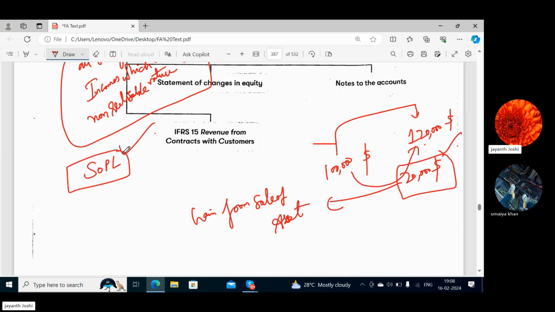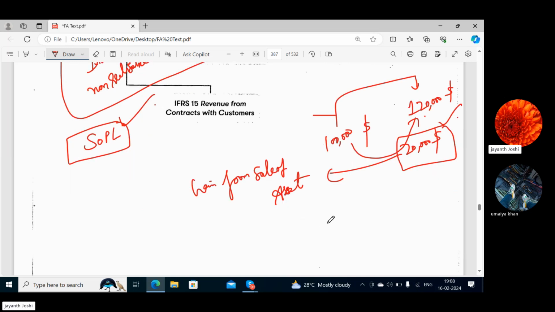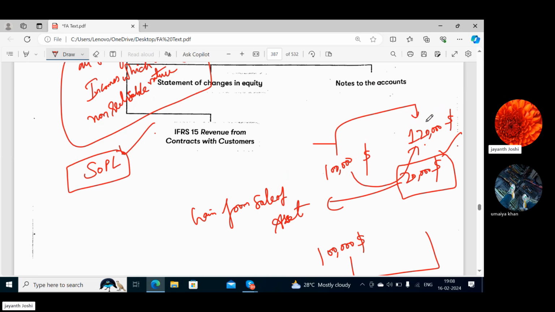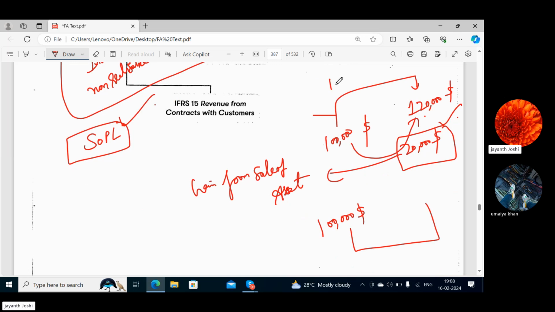Fine. Point number two. Let's say you don't want to sell your asset. You just want to hold it for a longer period of time. So you bought an asset for $100,000. We know that assets depreciate. But here, at the end of the first year itself, you're selling it for 120. Let's say you bought an asset for $110,000. Depreciation is 10,000 for this asset. The value you're showing in the books is $100,000. $100,000 worth of asset you are selling for $120,000. You're getting a gain of 20,000. You are showing it in SOPL.